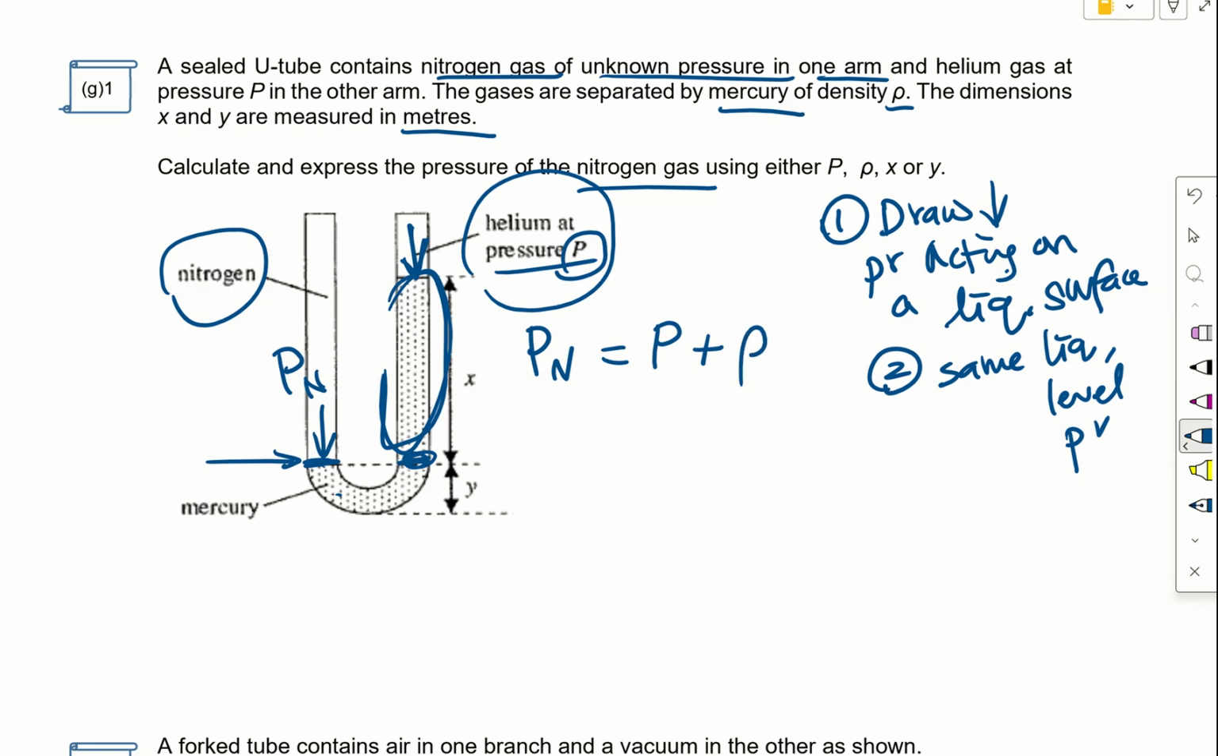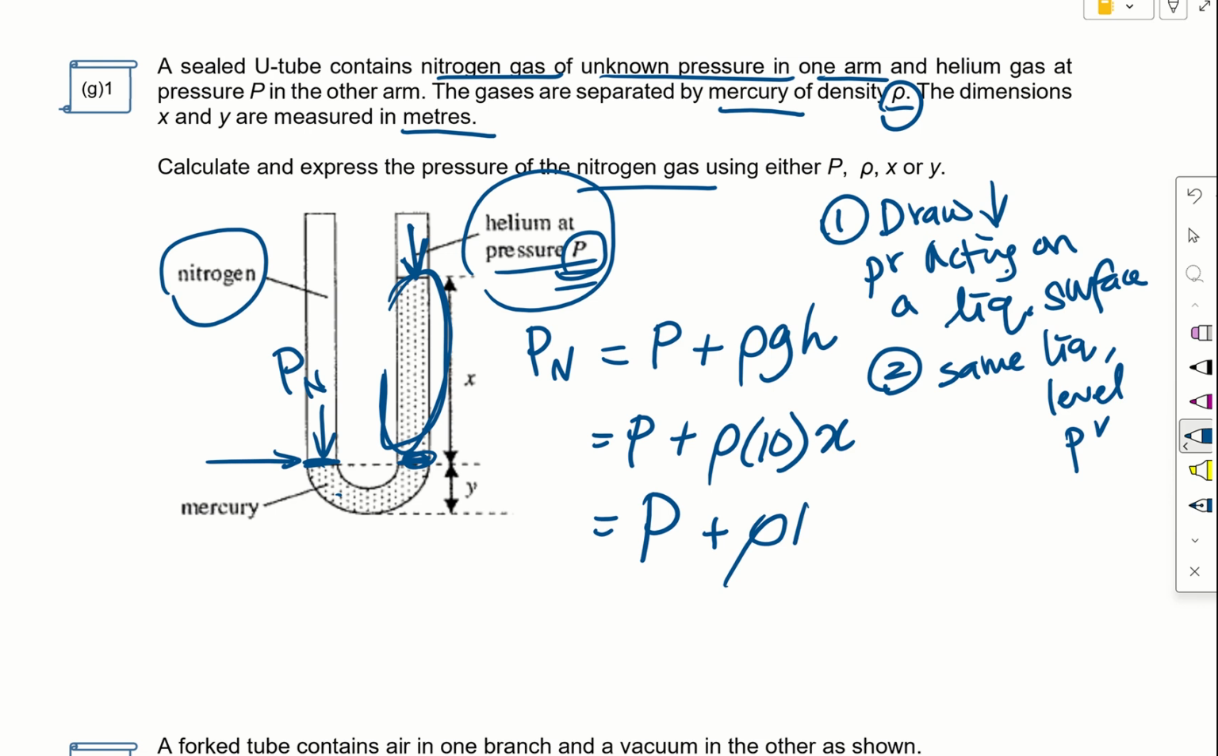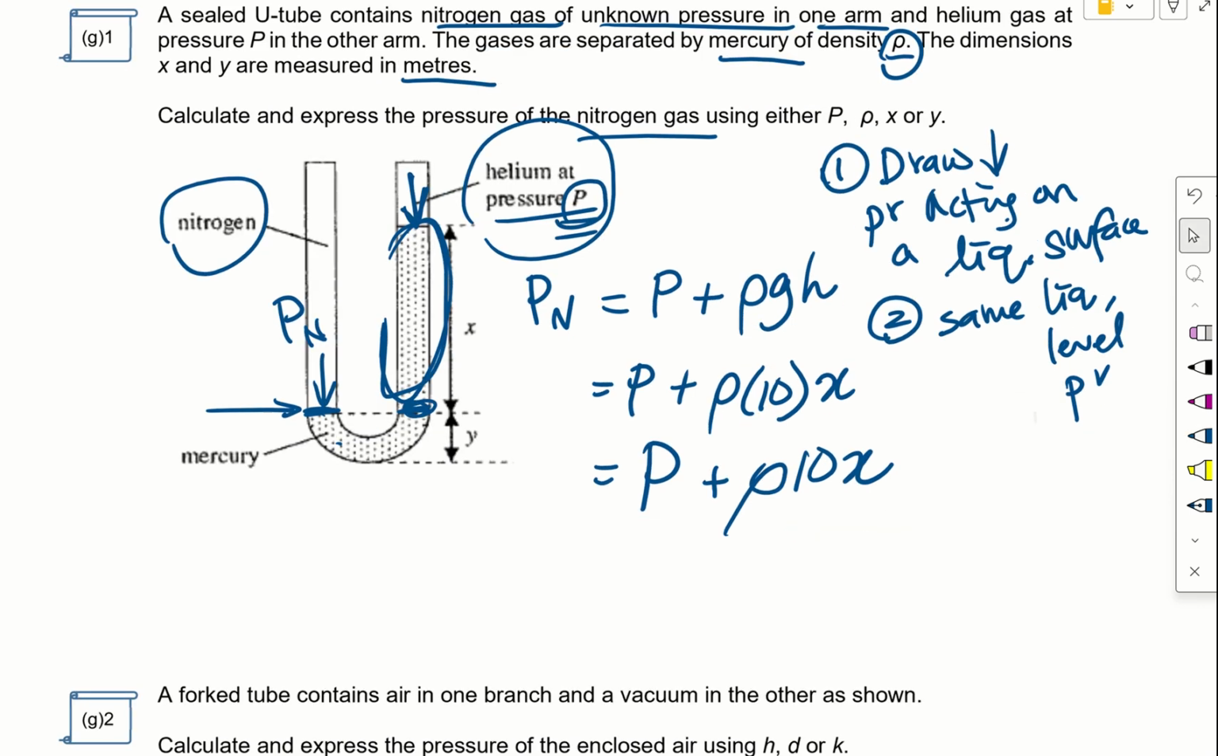So we can use rho g h. We continue: this is P plus rho, which is the density stated over here, so I can leave it as rho. G, I can use 10 because that is the widely accepted g on Earth, but usually the questions will give it, or the cover page will state it. Now the h is the height, which is x. So the final answer will be P, the helium's pressure, plus rho 10x, and that is the answer.